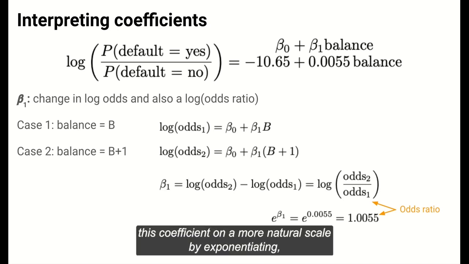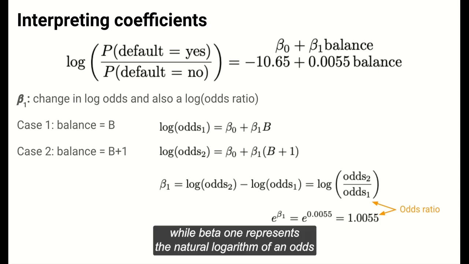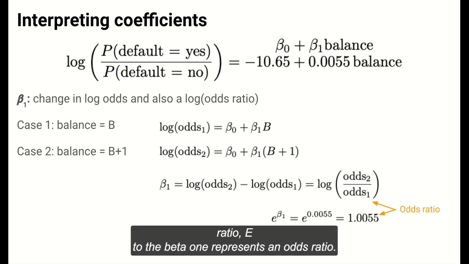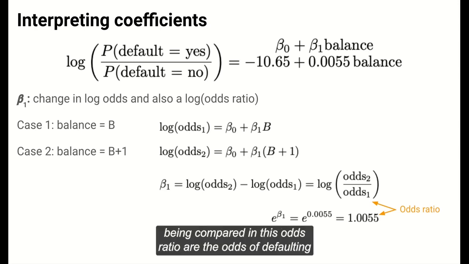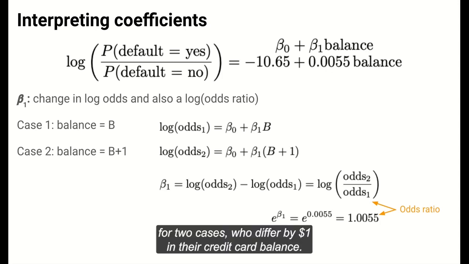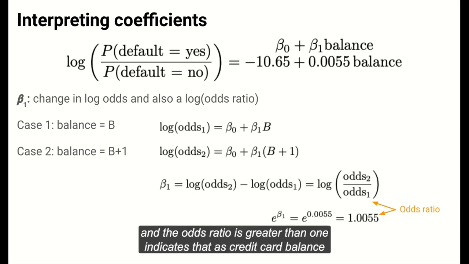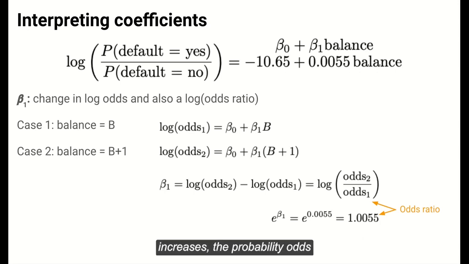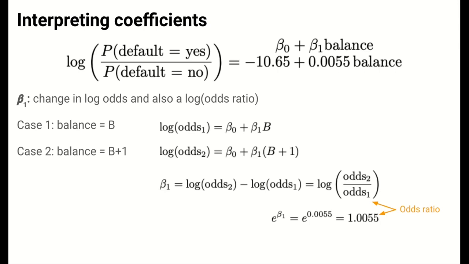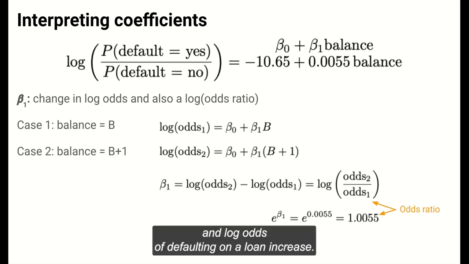We can interpret this coefficient on a more natural scale by exponentiating. While beta 1 represents the natural logarithm of an odds ratio, e to the beta 1 represents an odds ratio. The two odds being compared in this odds ratio are the odds of defaulting for two cases who differ by $1 in their credit card balance. The fact that the beta 1 coefficient is positive and the odds ratio is greater than 1 indicates that as credit card balance increases, the probability, odds, and log odds of defaulting on a loan increase.